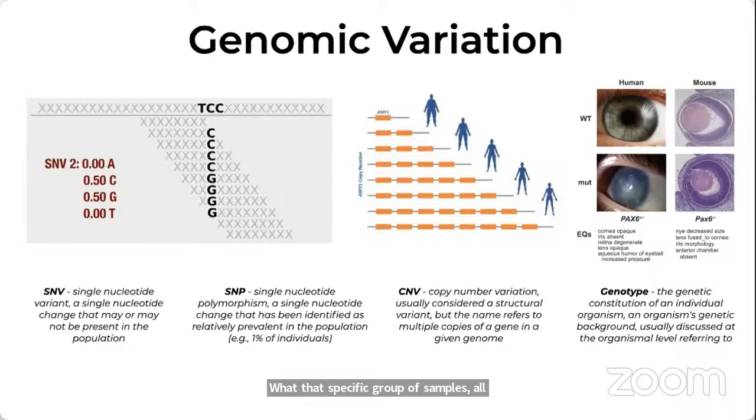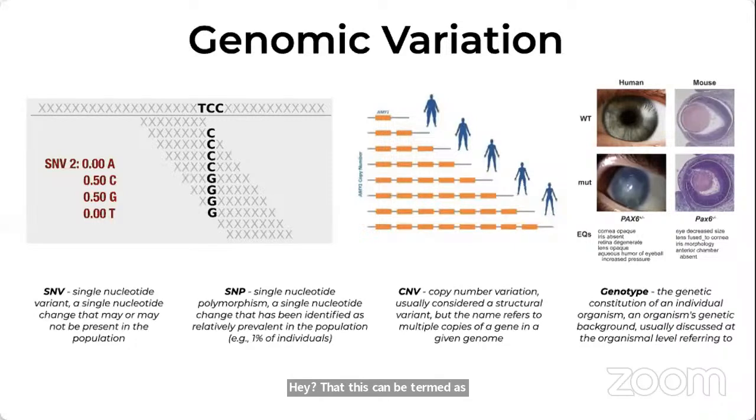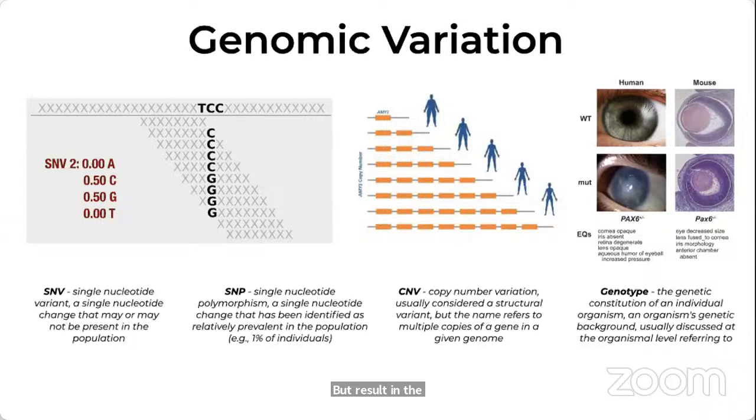So any variant that we find to occur above the level of technical error can be termed a single nucleotide variant, and any single nucleotide variant that is prevalent in approximately 1% of the population can be termed a single nucleotide polymorphism. Another type of variation is copy number variation, where a gene is encoded in multiple copies in our genome, but the number of copies varies between different samples. When this number varies significantly between the reference sequence and our sample sequence, that may result in a changed level of gene expression, and hence may result in an altered phenotypical condition of the cell, tissue or organism in general.